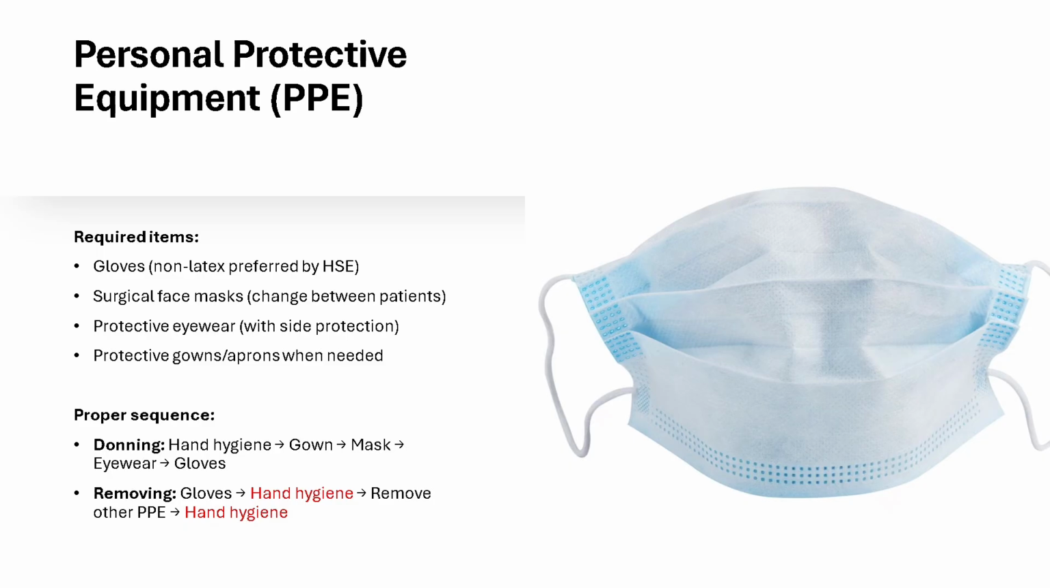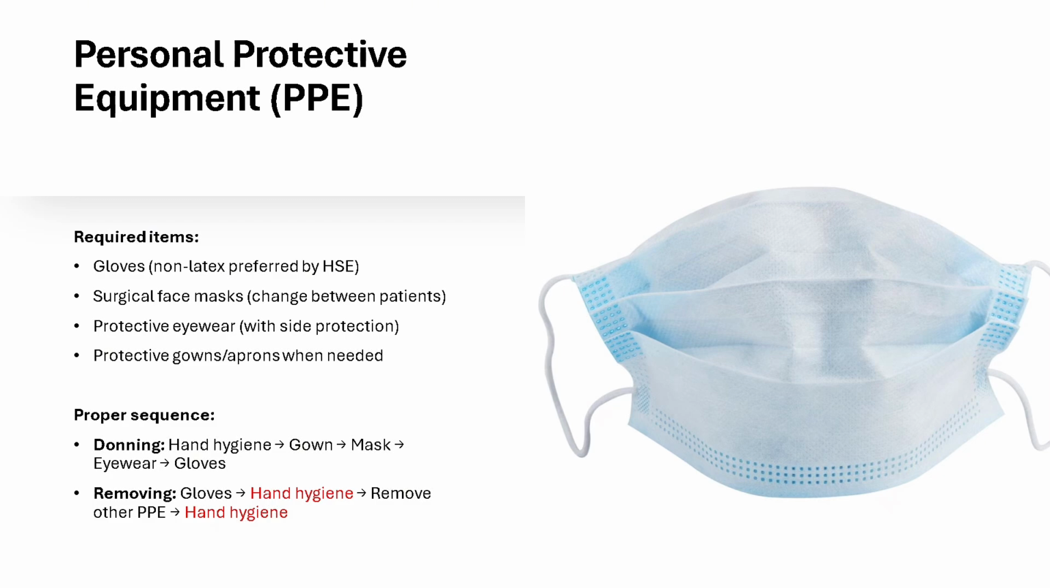When putting on your PPE, you have to perform hand hygiene. You'll wear your gown, your mask, your eyewear, and the last thing is your gloves. When removing your PPE, you remove the most contaminated item first, which is your gloves, and then you perform hand hygiene. You remove the rest of the PPE, and then you perform hand hygiene again.